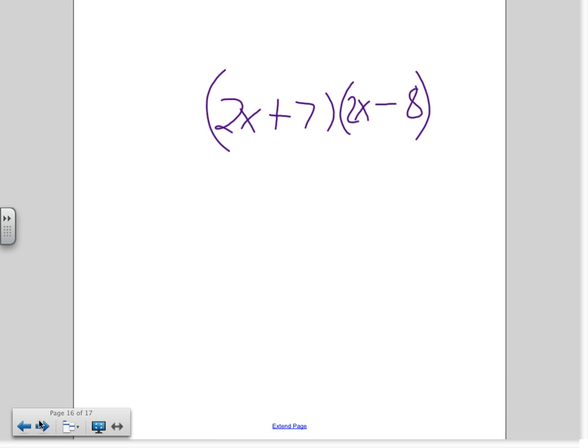Yes, Isaiah. Is this a special product? No, because the last number is not the same. Very good. They don't look the same. They have to look the same: the first, the last, and the number, and the sign either the same or different. That's when you say it's a special product. If it's not a special product, don't even try to use the shortcut. Just do a box, please.